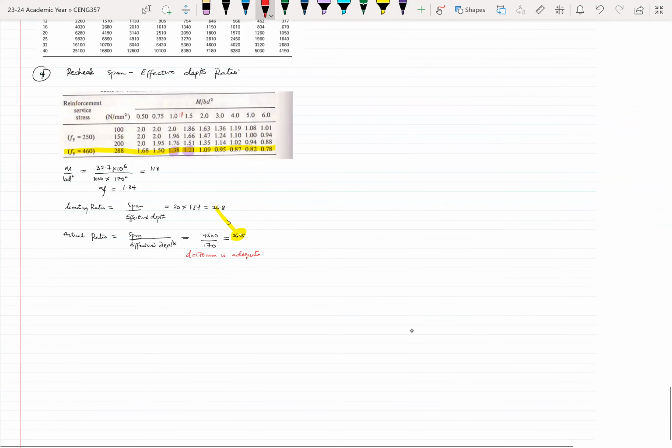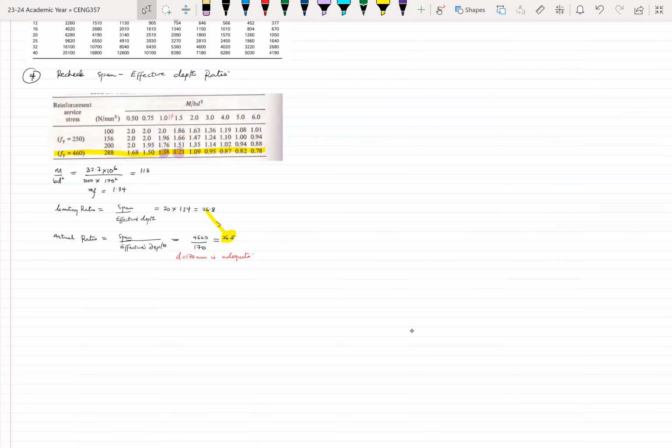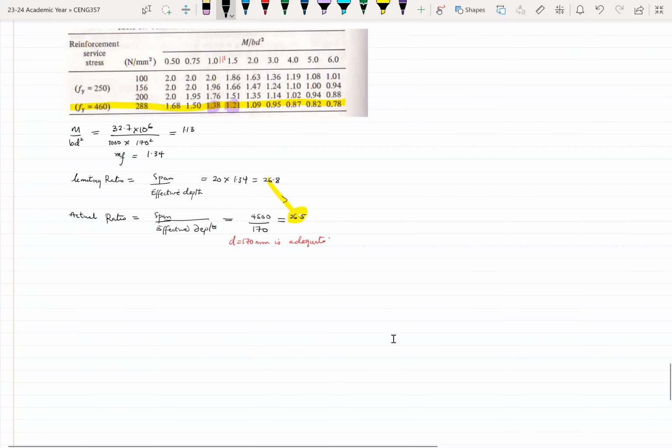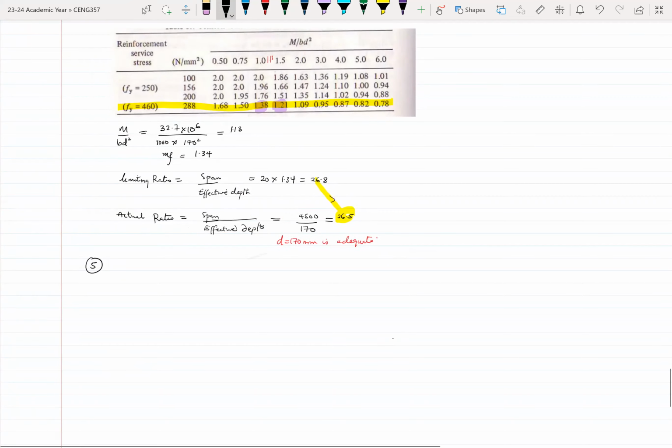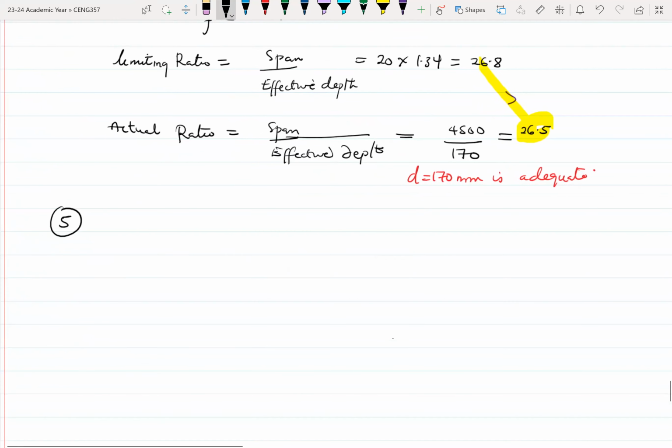Great. All right, so now let's check if we need shear reinforcement. It is important to always check shear. Mostly you might not need it because of the depth of the slab that we choose, but it's best practice to always check for that. So number 5, check shear stress.